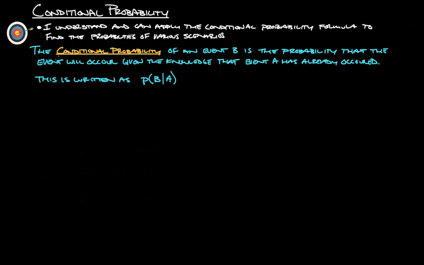Okay, so first thing, the conditional probability of an event B is the probability that the event will occur given the knowledge that event A has already occurred. So this is written as P, probability of B, given that A happened. I'm going to take you through some examples here, but I'm going to explain this formula first to you.